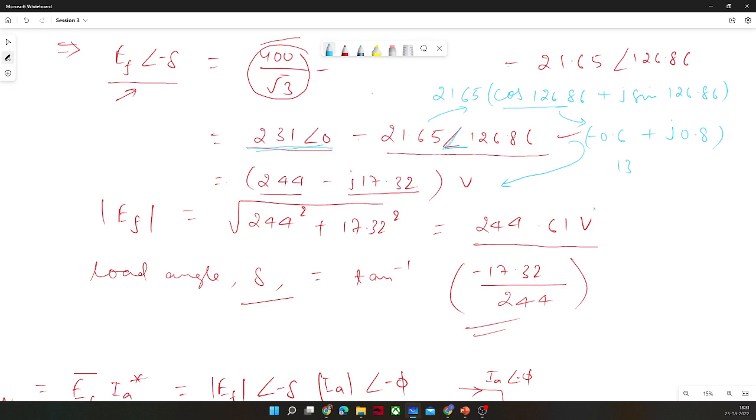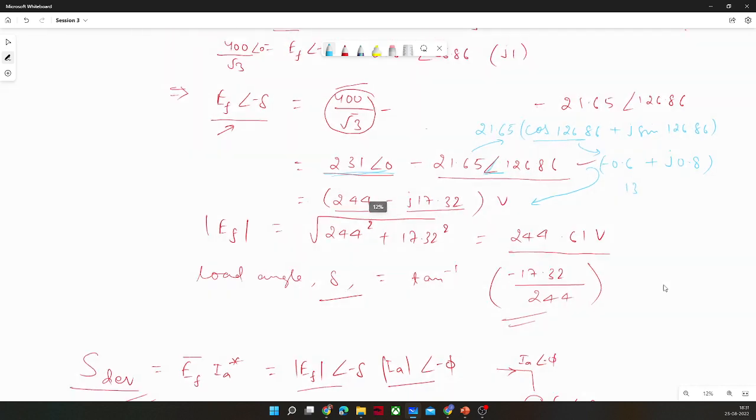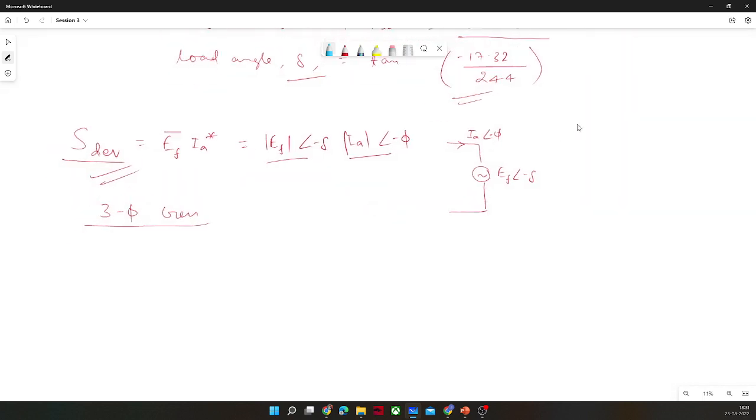So I hope I am able to explain to you. If you have any doubt, you can ask me again. So this was the thing here. I was talking about the three-phase generator, and in a generator, we give some mechanical power. Input is mechanical and output is electrical.